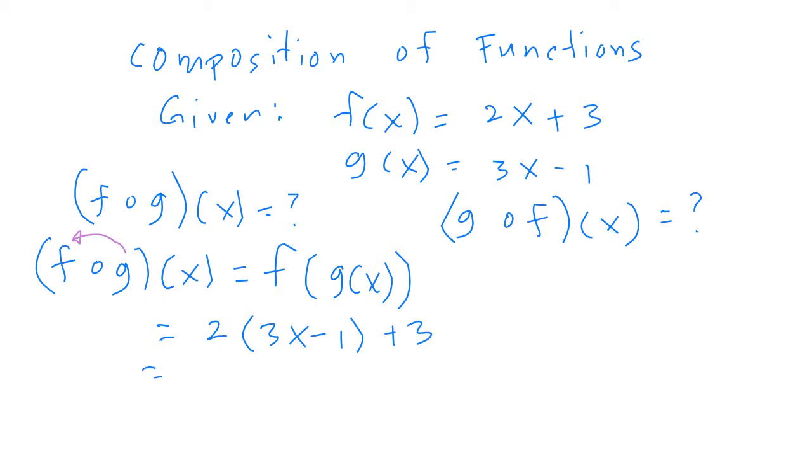And then trying to solve and simplify. So 2 times 3x would be 6x. 2 times negative 1 would be negative 2, plus 3. And then combine like terms, 6x plus 1. So this is our composition of f of x and g of x.